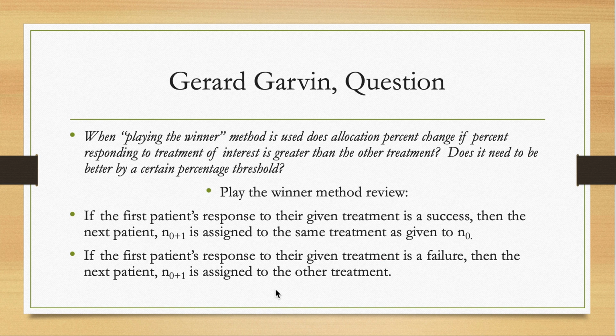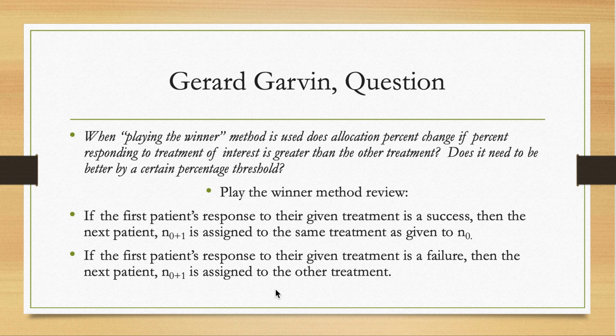So for Gerard Jarvin, one of his questions was, when the play the winner method is used, does the allocation percent change if the percent responding to the treatment of interest is greater than the other treatment, or does it need to be better by a certain percentage threshold? So for a quick play the winner method review, go back to those previous slides and look at how this is chosen. The patients are allocated. If the first patient's response to their given treatment is a success, then the next patient, N0 plus 1, is assigned to the same treatment group as given to N0. And if the first patient's response to their given treatment is a failure, then the next patient, N0 plus 1, is assigned to the other treatment.